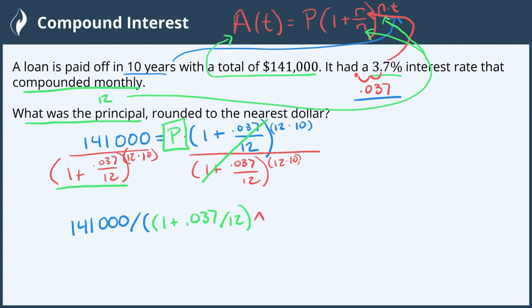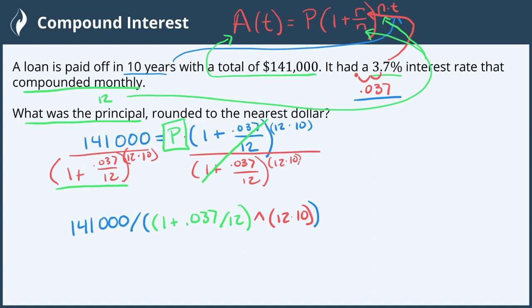And then we need to raise this to the exponent and making sure that the exponent is in parentheses so that 12 times 10 are both in the exponent. And then we will close the parentheses, making sure all of that we've put down there goes in the denominator.